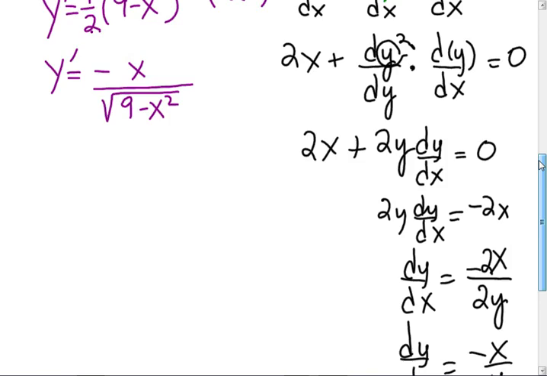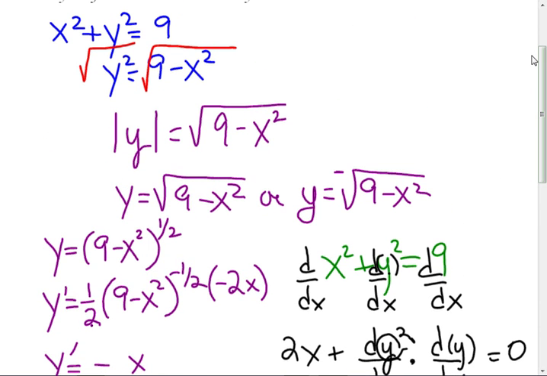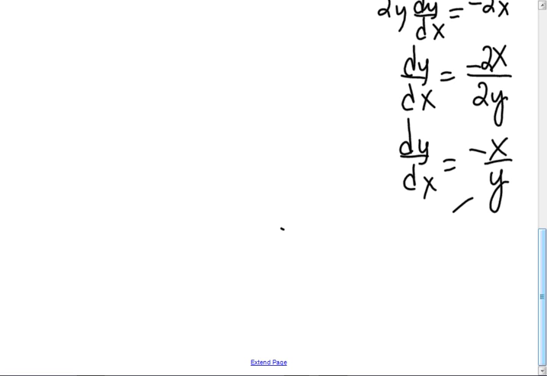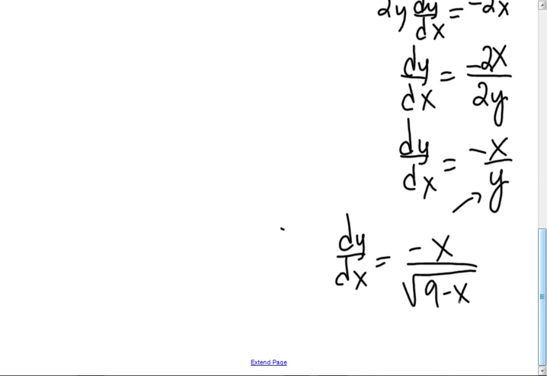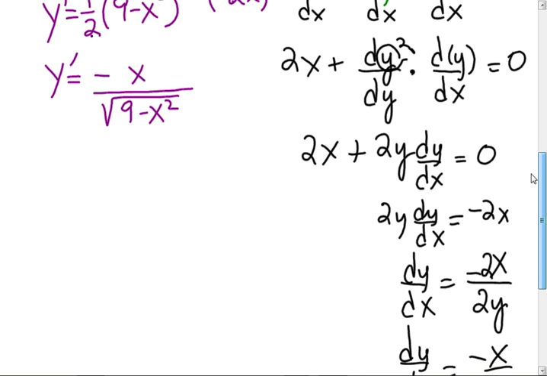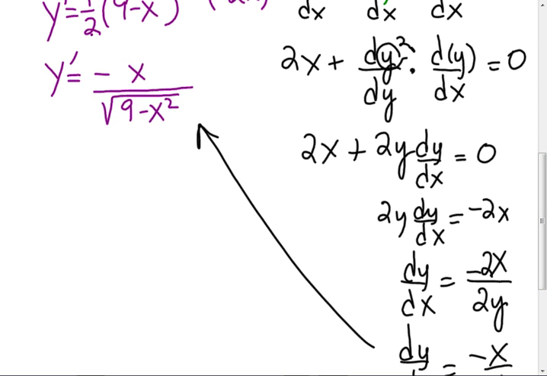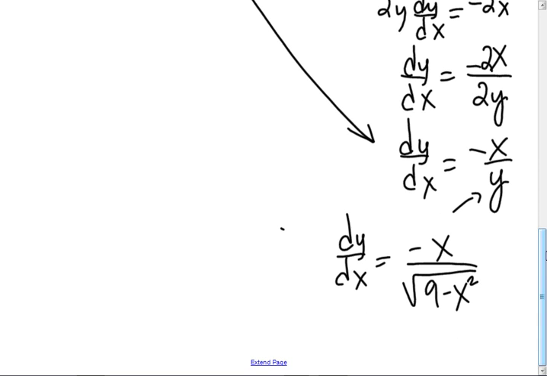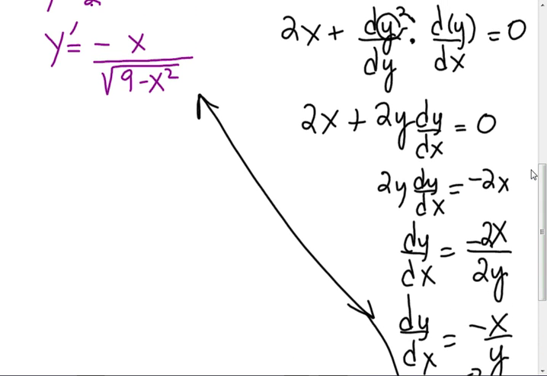What is y? We know what y is. We solved for y right here. It's the square root of 9 minus x squared. So if I substitute it in here, I get dy/dx. Now I'm going to make some other things here. Is that the same as I got over here? Yes. Now, what do you think? Which was easier? In terms of the calculus, this is easier.